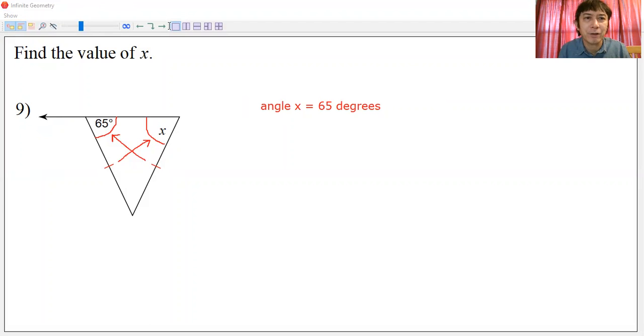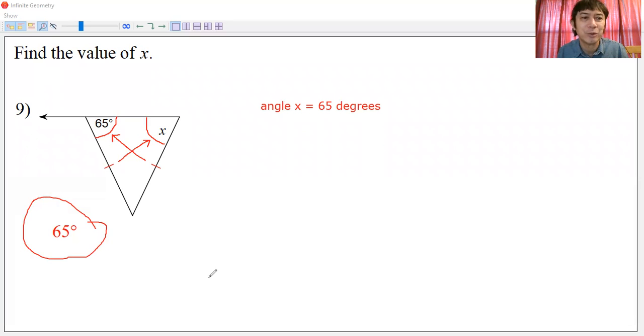We can verify that. It must be 65 degrees. So in an isosceles triangle, if two sides are given equal, the two opposite angles to the two sides are also equal. The two angles opposite to the two sides. And so we can conclude without any computation, the x is 65, based on that particular statement.